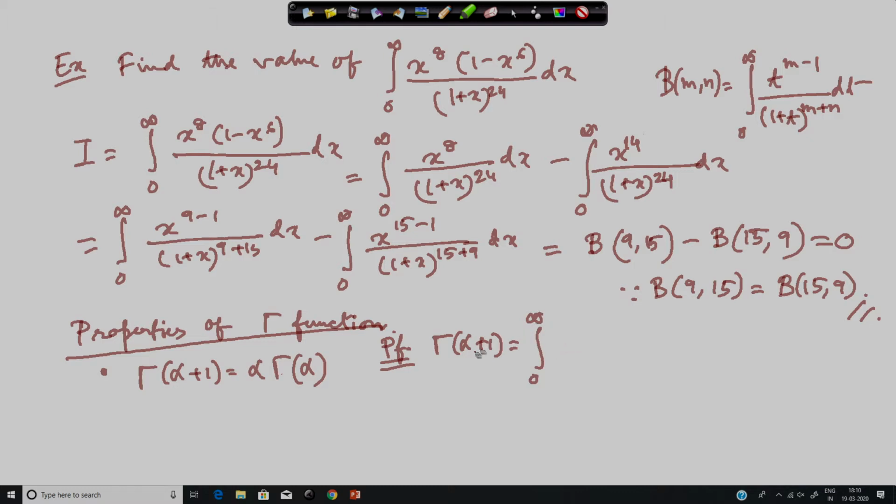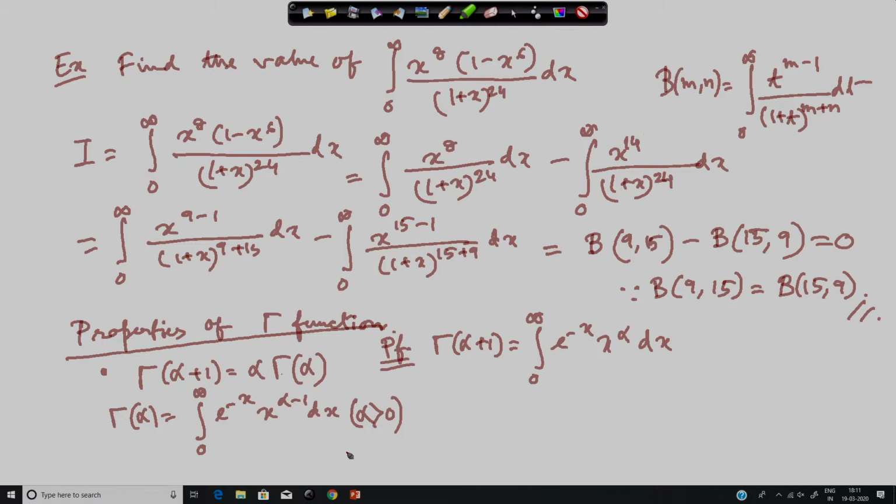What is the definition of gamma function? Let me write here: gamma alpha is the integral from 0 to infinity of e to the power minus x, x to the power alpha minus 1 dx. Therefore, gamma alpha plus 1 will be, if I replace alpha by alpha plus 1, then it becomes simply the integral of e to the power minus x, x to the power alpha dx. Okay. You remember always alpha greater than 0.